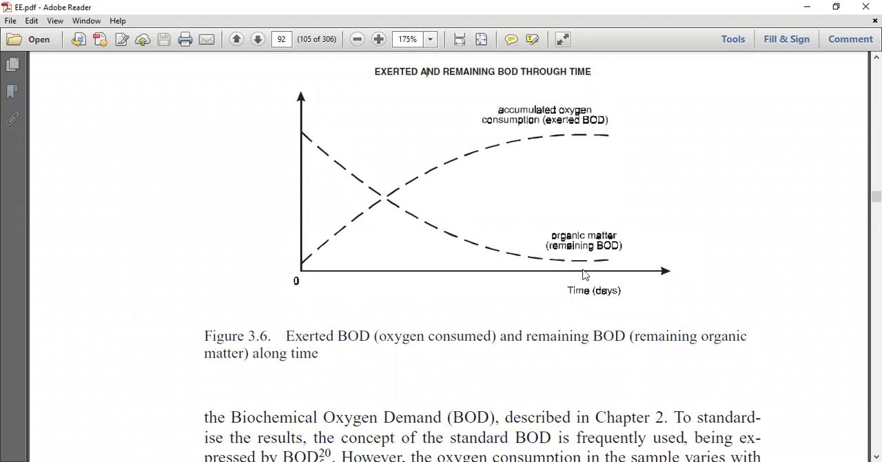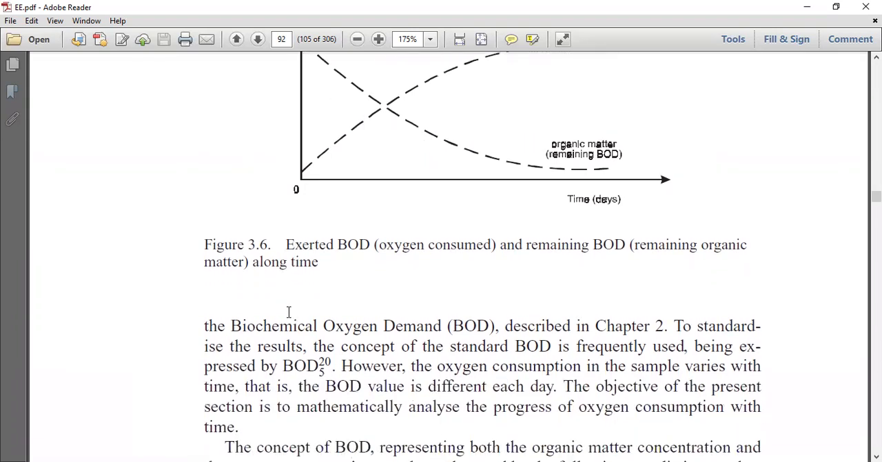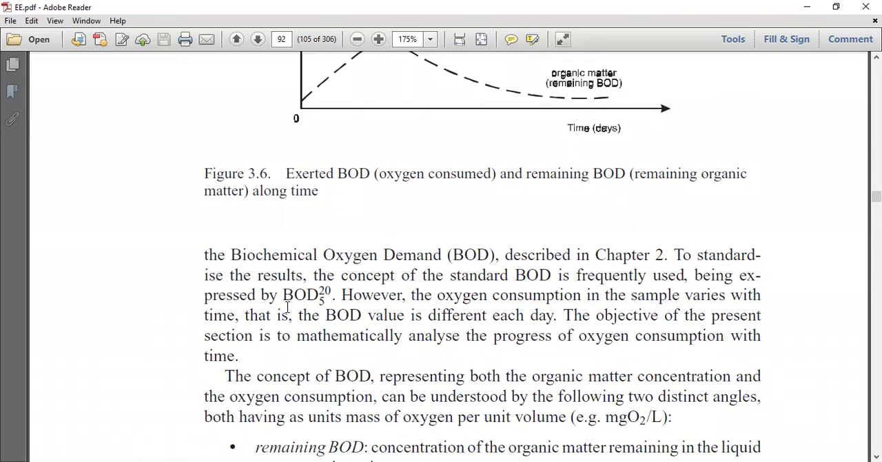This particular graph shows the organic matter remaining and the accumulated oxygen consumption, the BOD. In the biochemical oxygen demand, to standardize the result, the concept of the standard BOD is frequently used, being expressed by the BOD5 at 20 degrees. However, the oxygen consumption of the sample varies with time, that is, the BOD value is different each day. The objective of the present section is to mathematically analyze the progress of oxygen consumption with time.